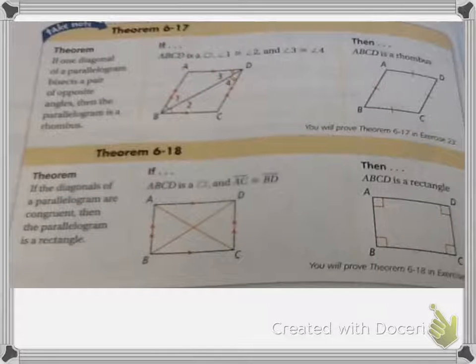In Theorem 6.17, it says if one diagonal of a parallelogram bisects a pair of opposite angles, then the parallelogram is a rhombus. Why? Because the diagonals are angle bisectors. We talked about that again last section. Theorem 6.18, if the diagonals of a parallelogram are congruent, then the parallelogram is a rectangle. So again, we're just going in reverse.